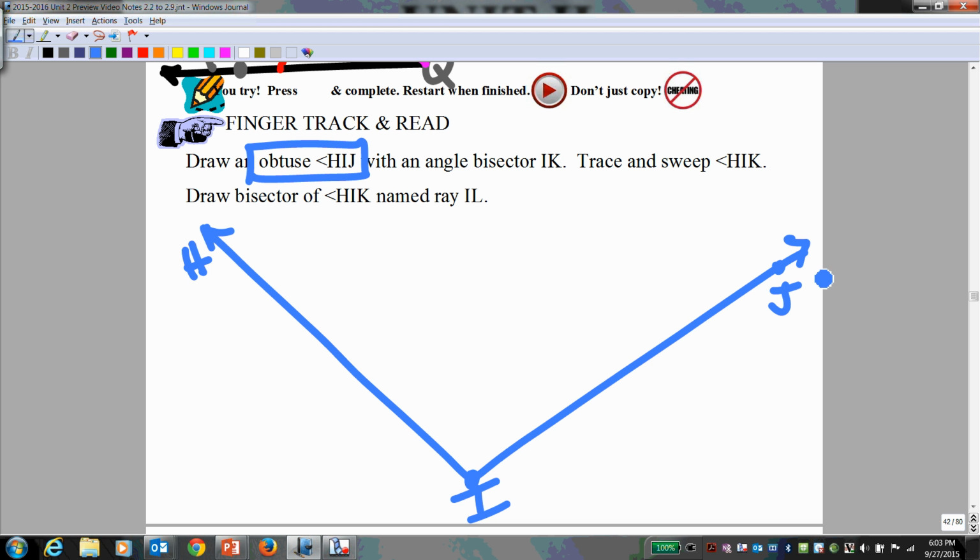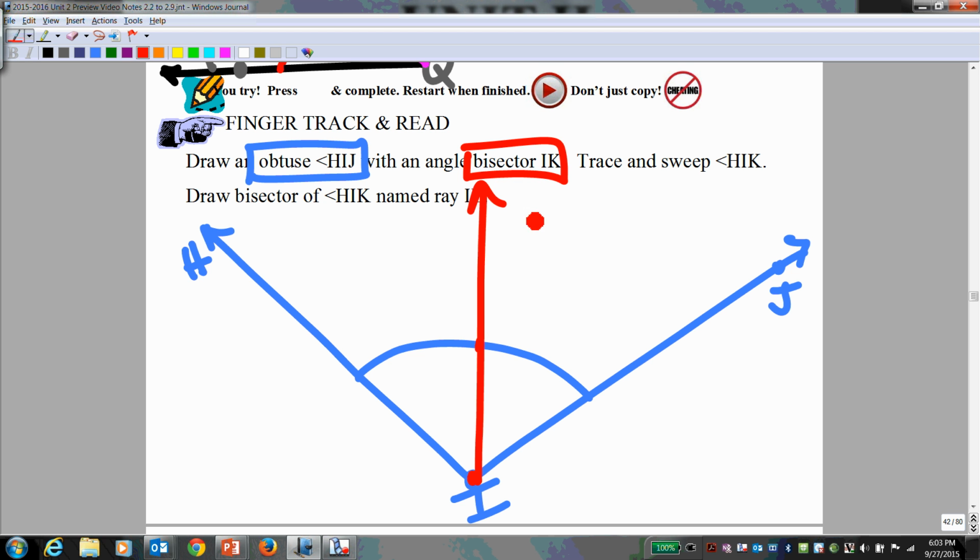Doesn't matter whether H and J, those can be swapped. It has an angle bisector, IK. So in the mouth of this angle, it's being exactly cut in half by IK. We're going to trace and sweep HIK. So here's HIK, trace and sweep. Oops, forgot to add the K there. Trace and sweep HIK, so you should have traced and swept HIK.